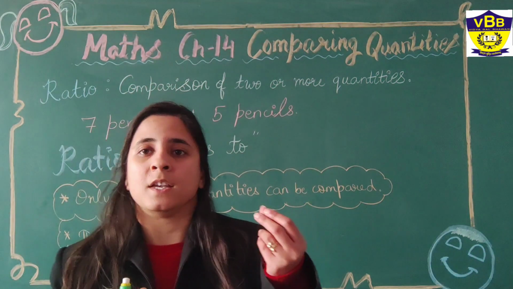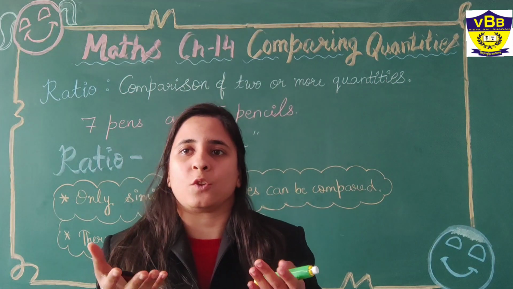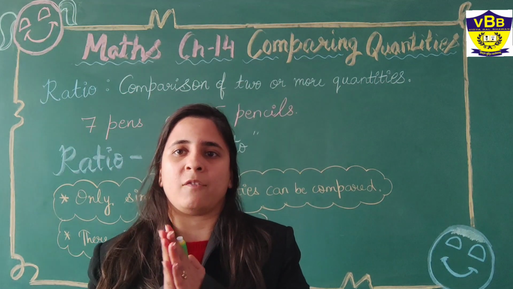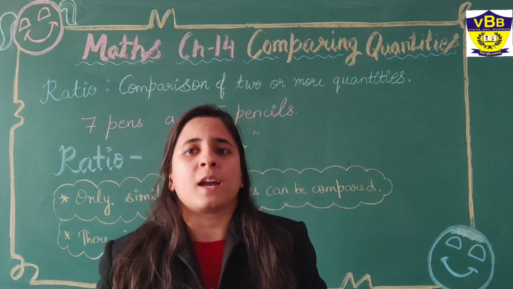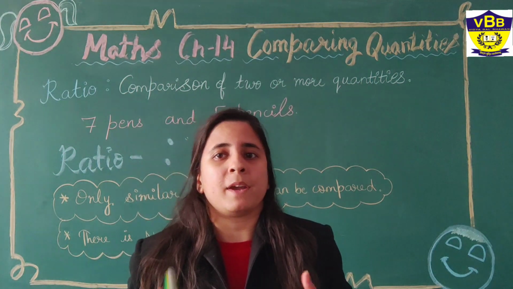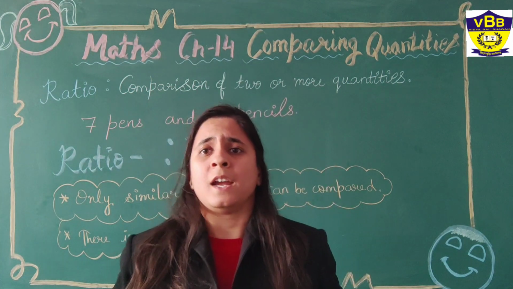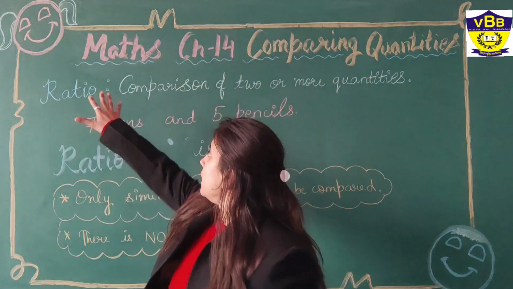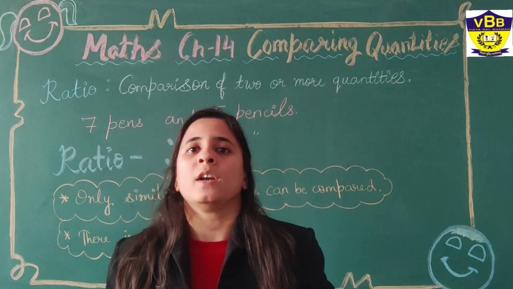Quantities can be, suppose I am having 10 chocolates and 5 toffees. So these are the quantities, how much chocolates I am having and how much toffees I am having. But how do we compare? We either compare by subtracting, telling which one is more, which one is less, and the other method is the ratio. In this video, we are going to learn about ratio.